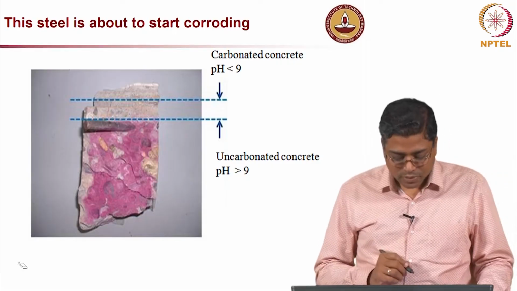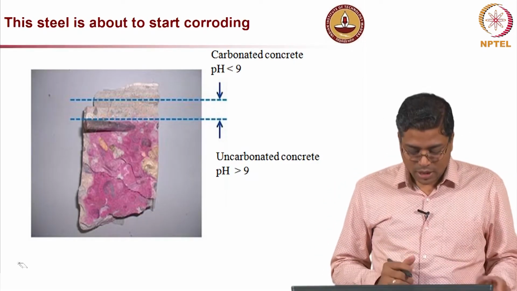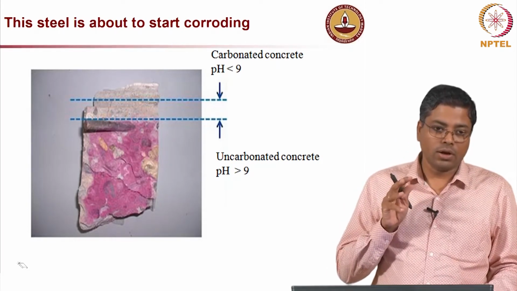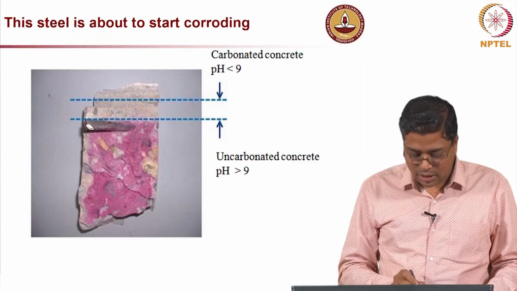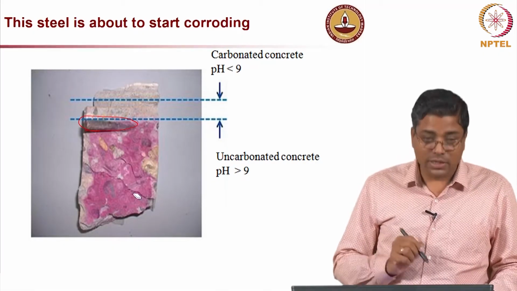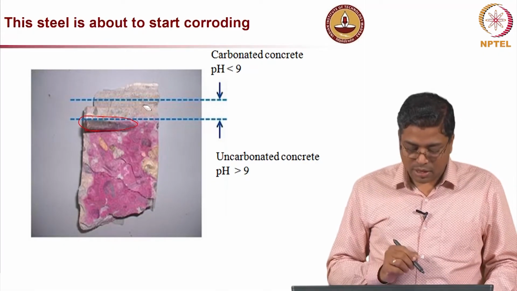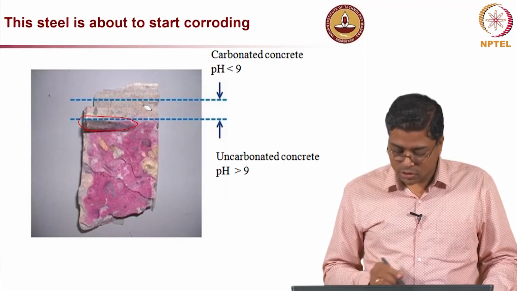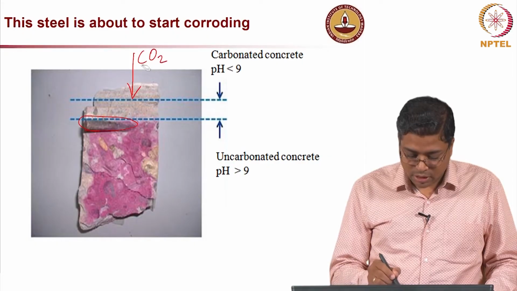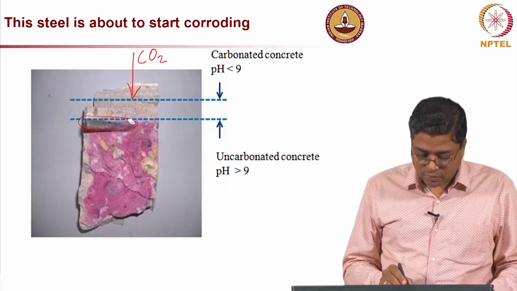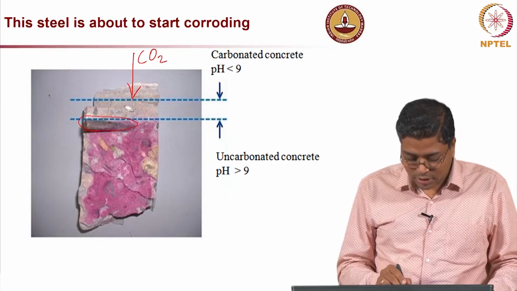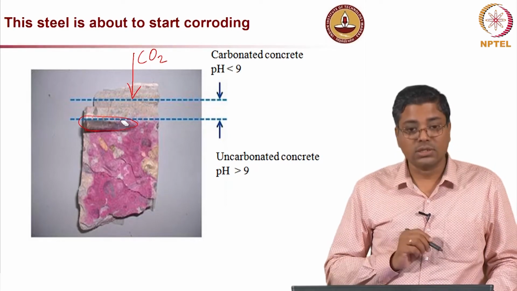Now, this is how the test will really look if you take a core from the concrete structure. You can see here there is a rebar. By looking at this image, I can say that this rebar is going to start corroding very soon, because the CO2 penetrates from the top down, and what you can very clearly see is this line here, the carbonation front, almost reaching the steel surface.